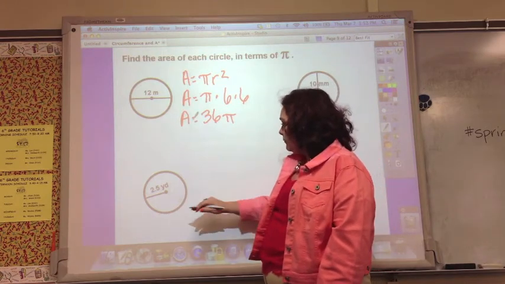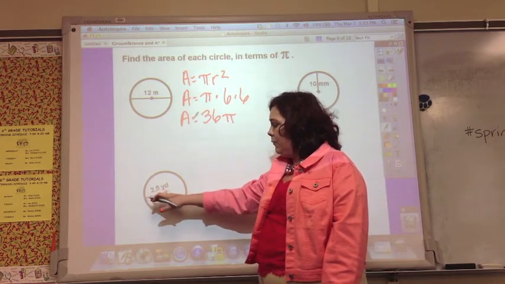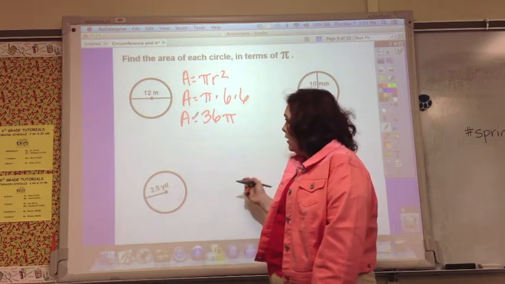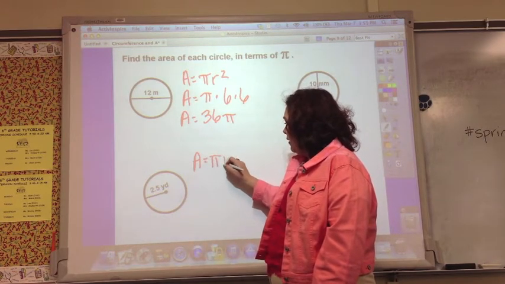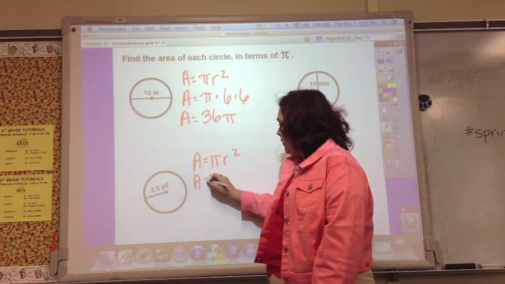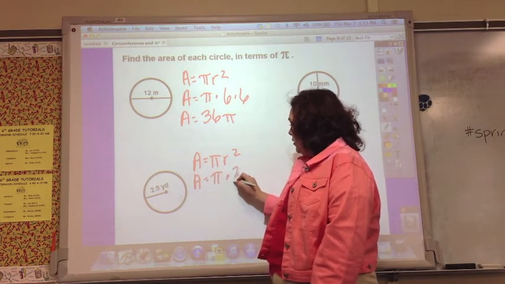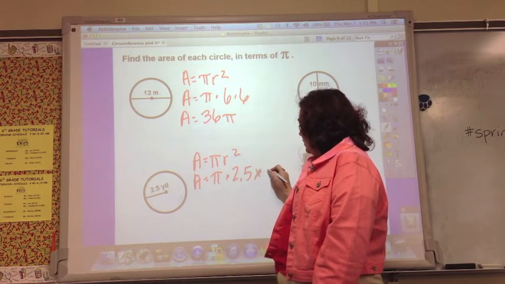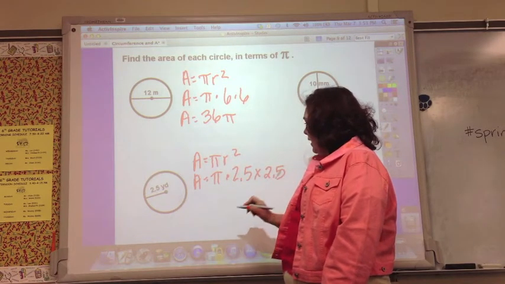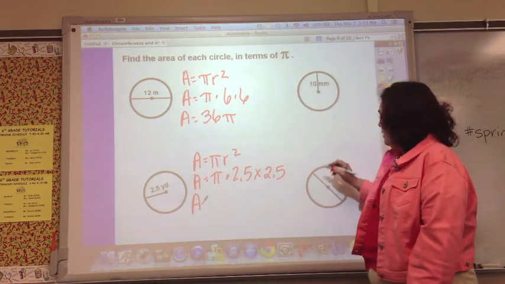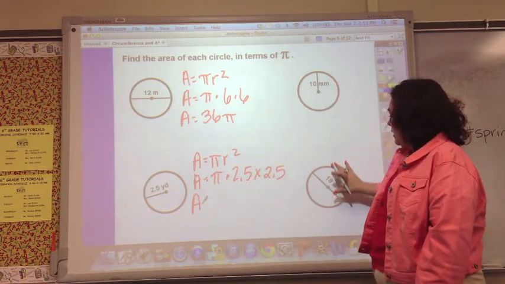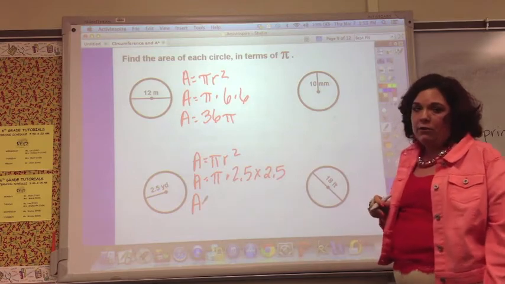So, but this one gets a little tricky. It's 2.5 times 2.5. So area equals pi r squared. Area equals pi times 2.5 times 2.5. And so do that in terms of pi. And then this one, do this one and this one in terms of pi, and then you can check your work.